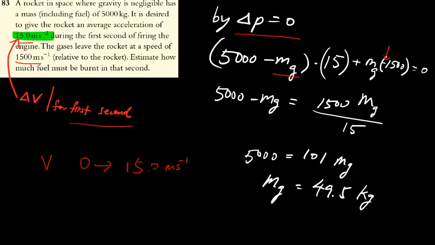And last, you should be able to work through the steps until it is 5,000 equals 101 times the mass of the gas, and you should find the answer as 49.5 kg, and that's the answer.